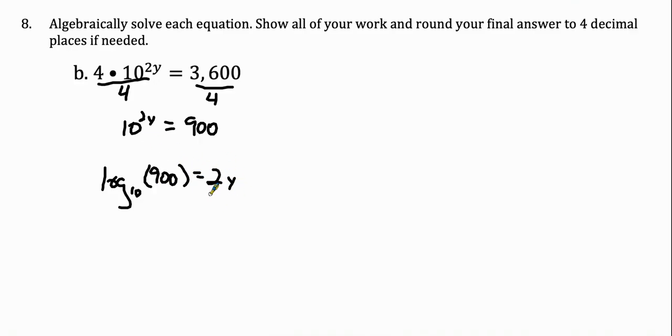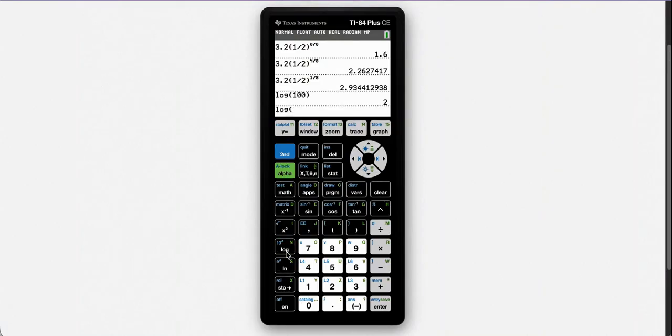I still have one more step in this case to get y by itself. I still need to divide both sides by 2. So I can now put this in the calculator. Log base 10 of 900 divided by 2. And I will get 1.4771 if I round to 4 decimal places.